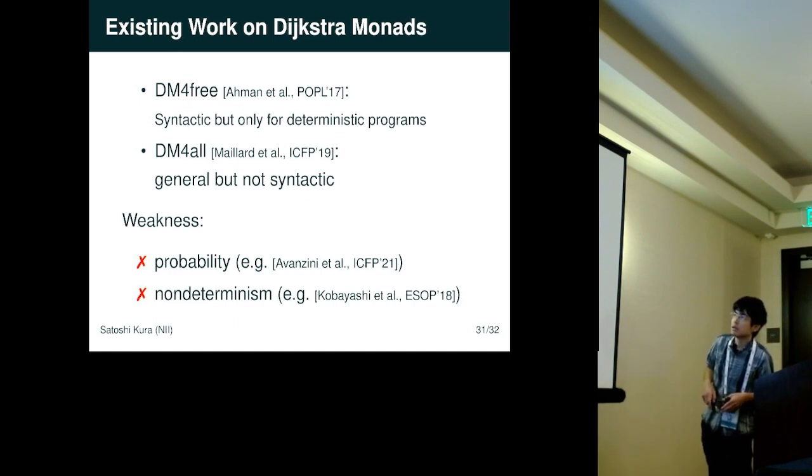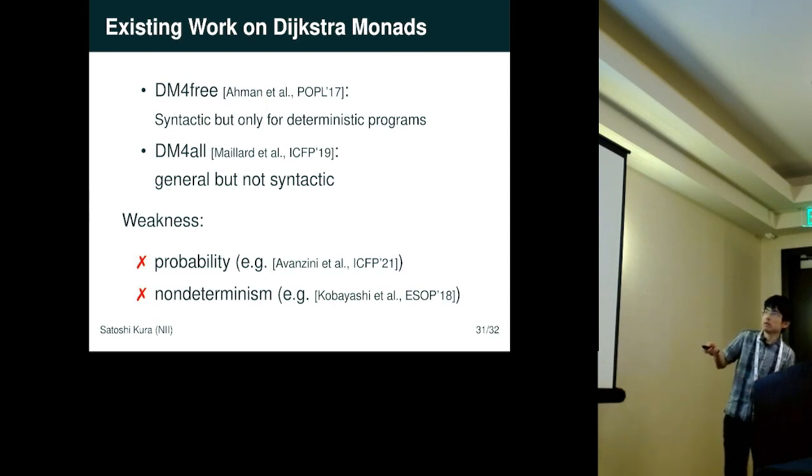These papers are about CPS transformation and weakest preconditions. However, this existing work is not sufficient for probabilistic programs and non-deterministic programs. So their results are not sufficient for applications like these papers. And this is the main difference from our result.